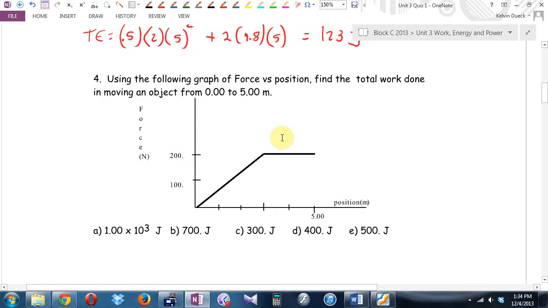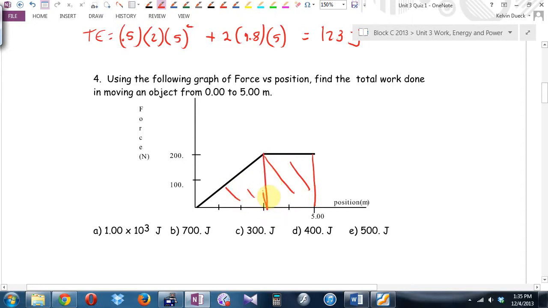Hey, I bet you I'm going to be using some kind of a definition of work as the area underneath the graph in this question. Do you know how I know without even reading the question? Now remember, not only is the area under the graph work, that also means it's the change in potential plus the change in kinetic, because it also means it's the force times distance. So I can actually use that area to figure out other stuff. Let's see. Using the following graph of force versus position, find the total work done moving from 0 to 5. 5 is right there. I guess the total work done is this area.